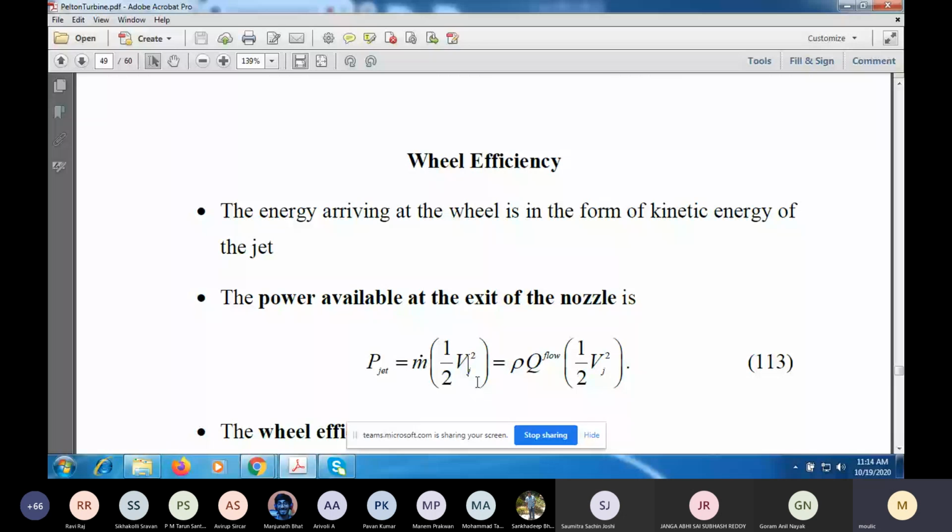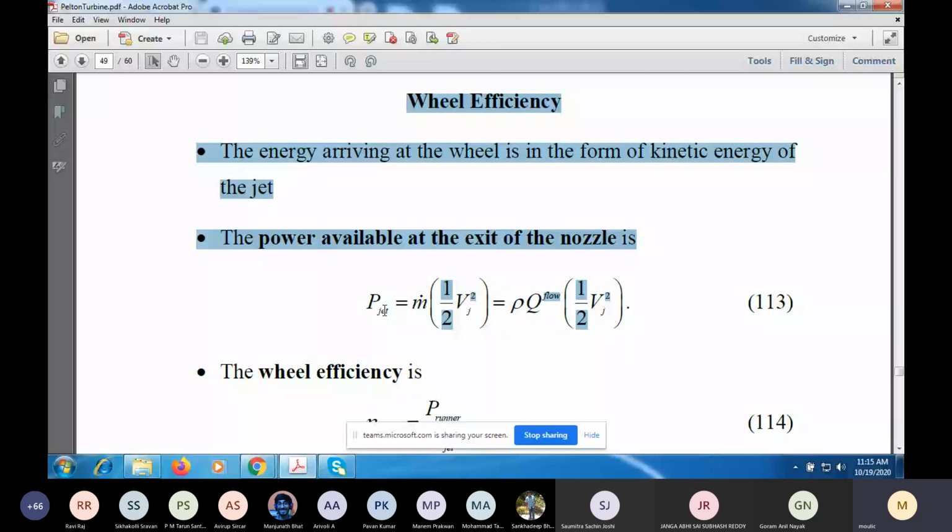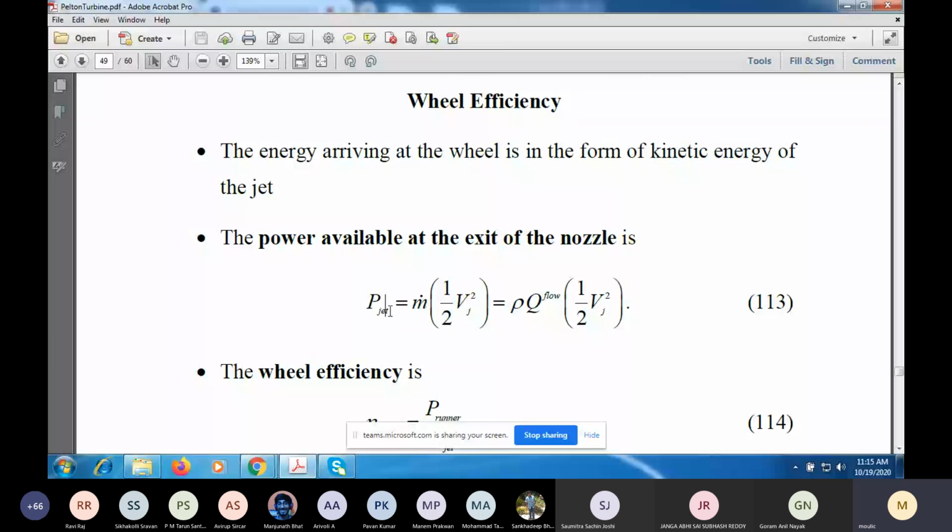The power developed by the wheel cannot exceed this. So in place of m dot, I can write the density of water times the volume flow rate Q flow coming out of the nozzle times half Vj squared. Half Vj squared is the specific kinetic energy of the water at the exit of the nozzle. We are using the capital P symbol to denote power, and here I have written the subscript jet. So this is the power available, or power associated with the jet of water which is coming out.